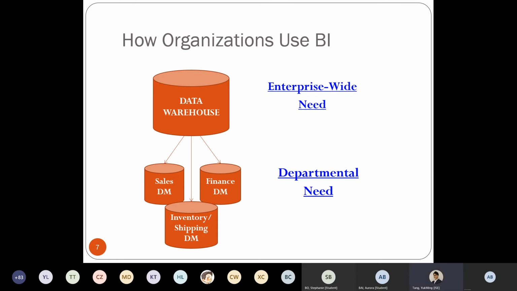Okay, so when we talk about the organization of business intelligence, we have the large data warehouse we store in the company, but each department may also have its own data warehouse to store different information, like the sales data warehouse, finance data warehouse, inventory or shipping warehouse, and so on. So we have data warehouses at the enterprise level as well as the departmental level.